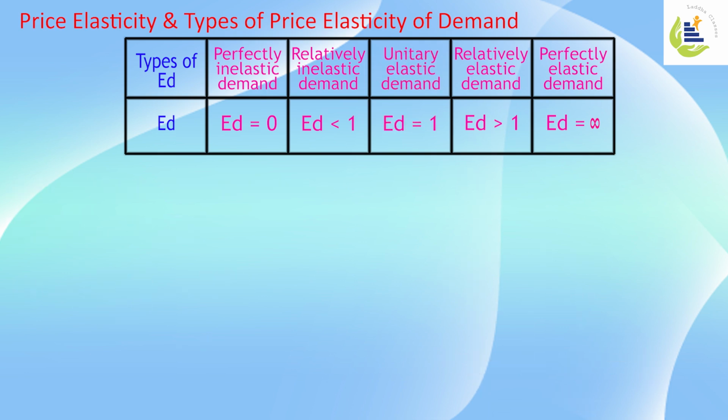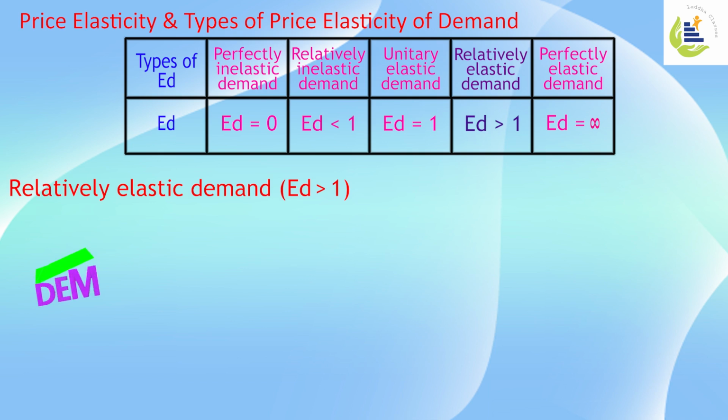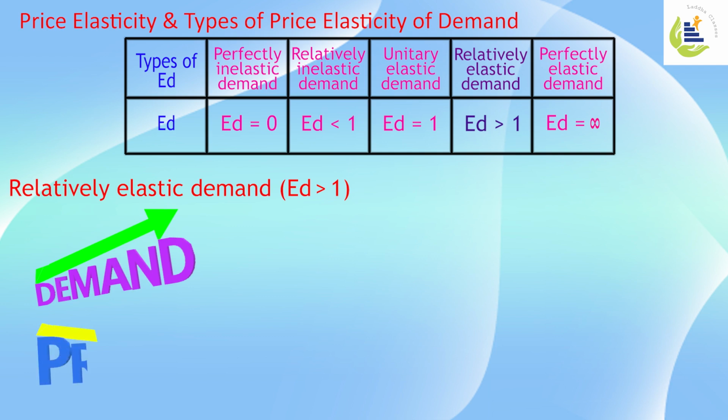Let's go to the next level. This is relatively elastic demand. When price elasticity of demand is greater than 1, we call this situation relatively elastic demand. What does it mean? The speed with which demand is increasing, or the percentage change in demand, is more compared to the percentage change in price. Hence, price elasticity of demand is more. Its basic meaning is the demand is increasing at a faster rate compared to price.